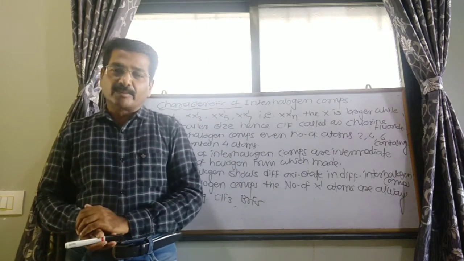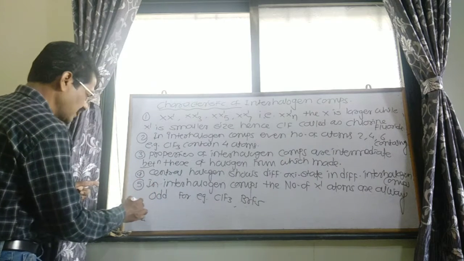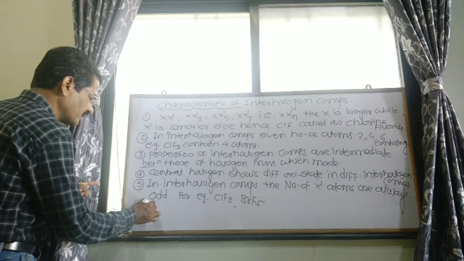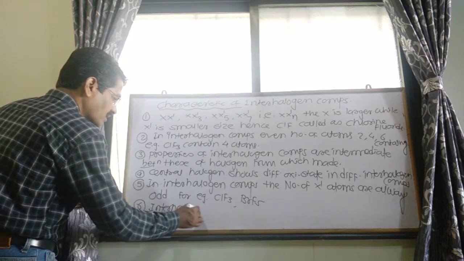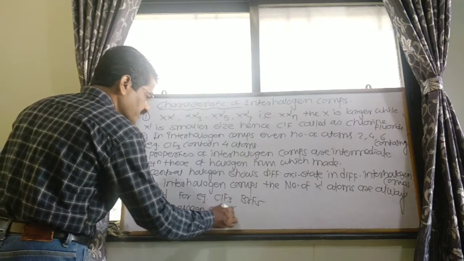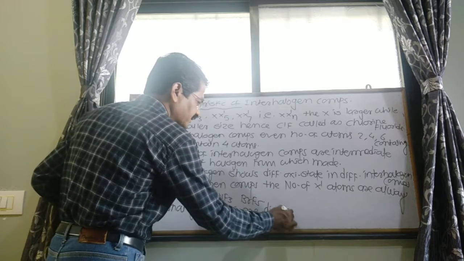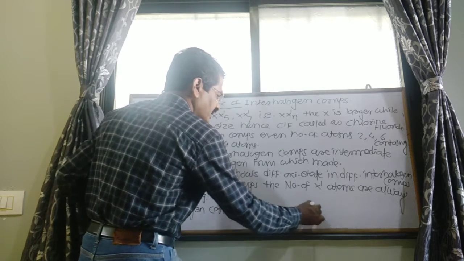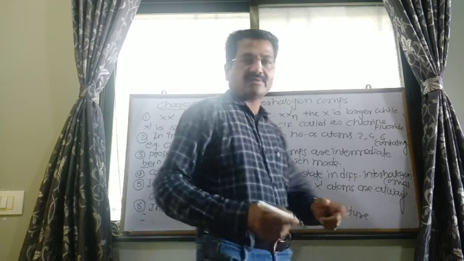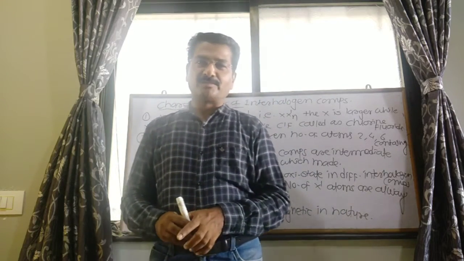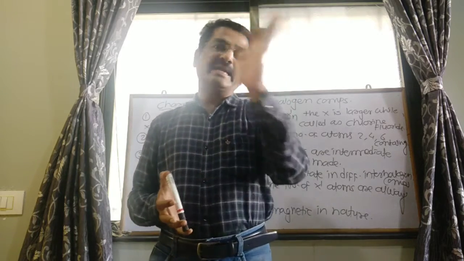The interhalogen compounds are diamagnetic in nature. This is the last characteristic. Interhalogen compounds are diamagnetic in nature. Whenever you take any interhalogen compound, it is diamagnetic in nature.